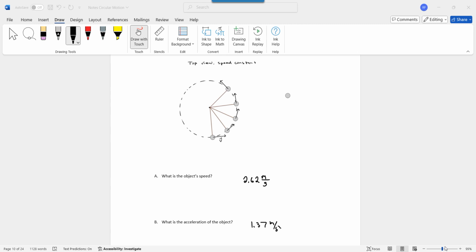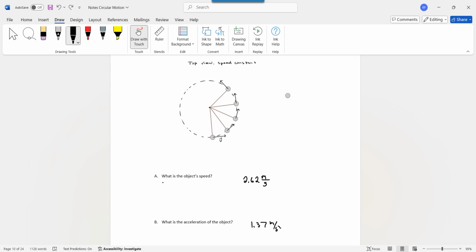Making this video here to go through page 10 in your notes on circular motion. So what we're looking at is some sort of object, like a rock or a hockey puck, that is tied to a string, and it is undergoing circular motion on some sort of frictionless tabletop. And we're going to go through a couple of calculations here.